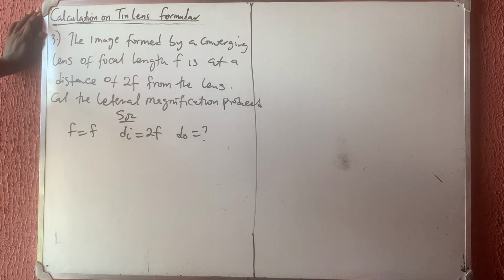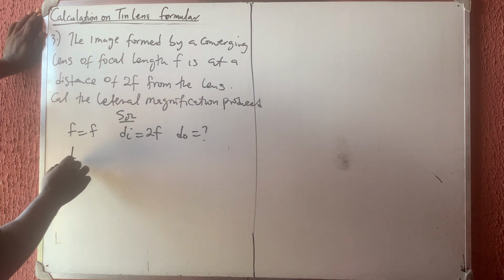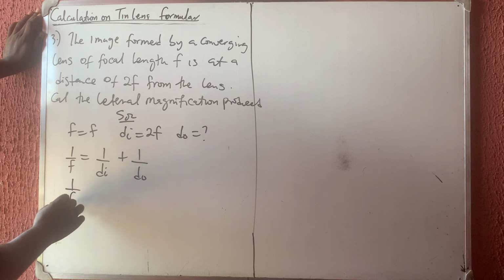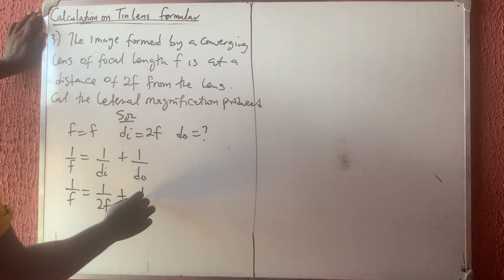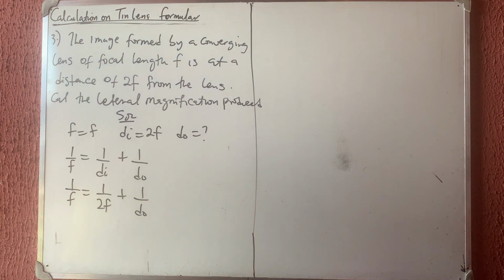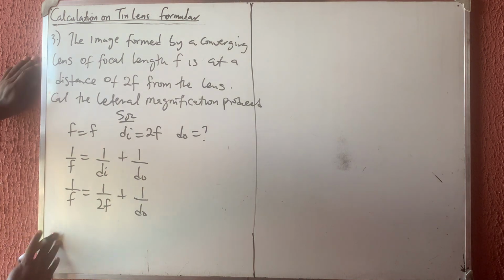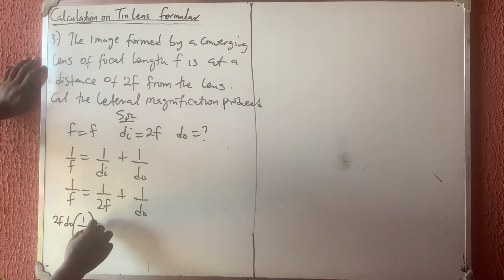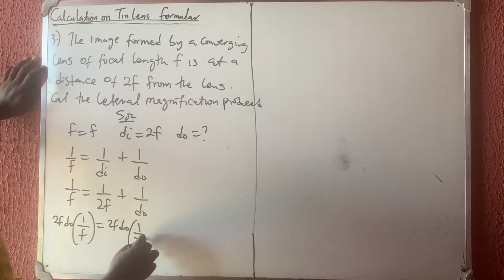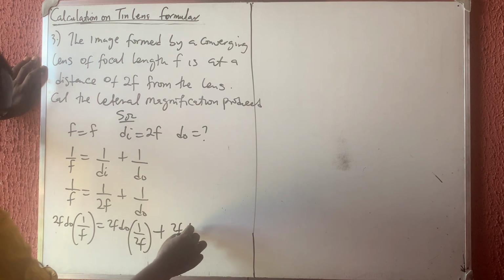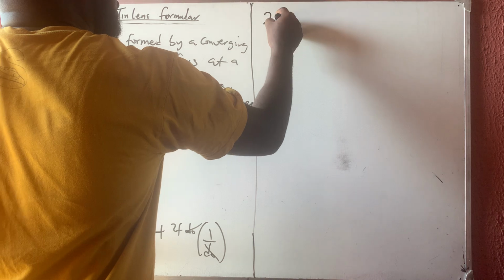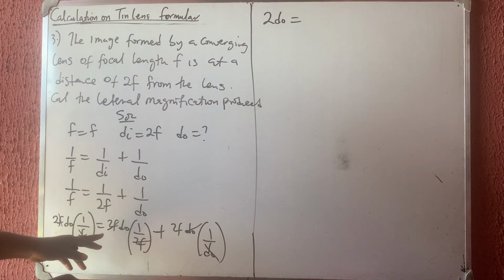So solving this, I have that my 1 over F is equal to 1 over DI plus 1 over DO. Which is what? 1 over F is equal to 1 over 2F plus 1 over DO. DO is what I'm looking for. So if you multiply everybody by 2FDO, because that is the LCM, 2FDO into 1 over F is equal to 2FDO into 1 over 2F plus 2FDO into 1 over DO. So DO take care of DO, 2F take care of 2F, and F take care of F. So I am left with 2DO here. 2DO is equal to, I am left with DO here.